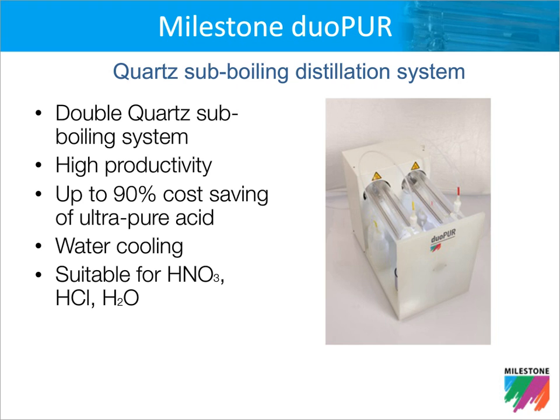Obviously, distilling your own acid has a number of benefits, but one of them is definitely cost savings. I think any lab, if they had their choice, would use ultra-pure acid, but the cost can certainly be prohibitive. The duoPUR quartz distillation system is suitable for doing nitric, HCl, as well as water if needed.